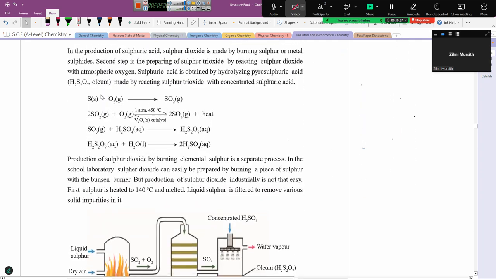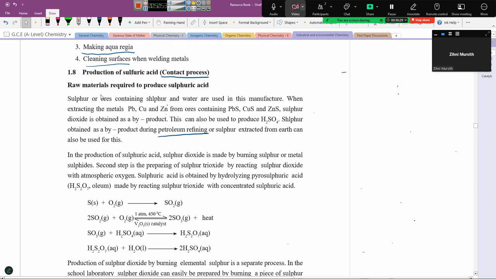Right, here the raw materials used for the contact process are sulfur, water and oxygen. Now we have to produce H2SO4, right? In the earth's crust we have some minerals which contain sulfur, so we should extract this sulfur. Now we may have some ores, right? So what are ores and minerals?